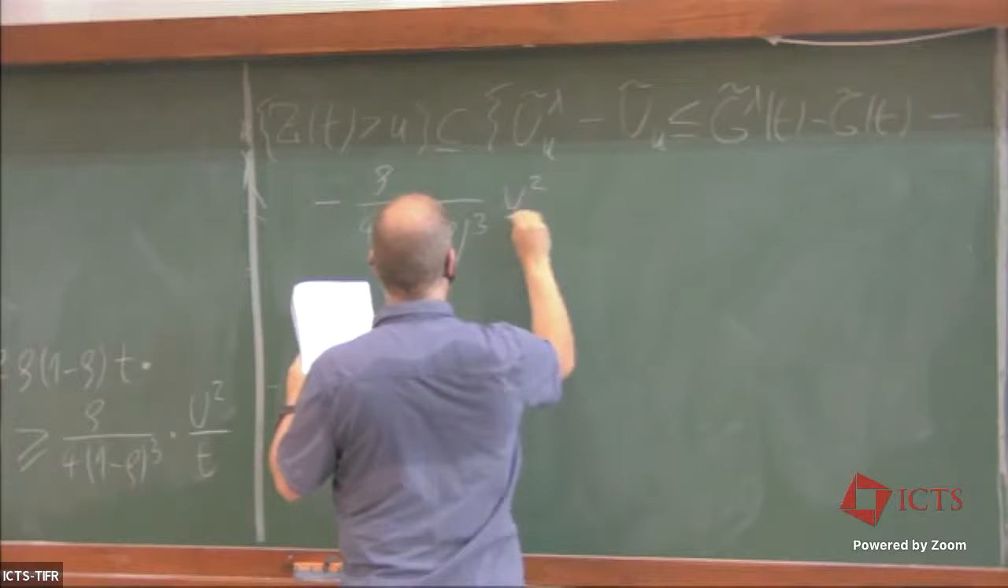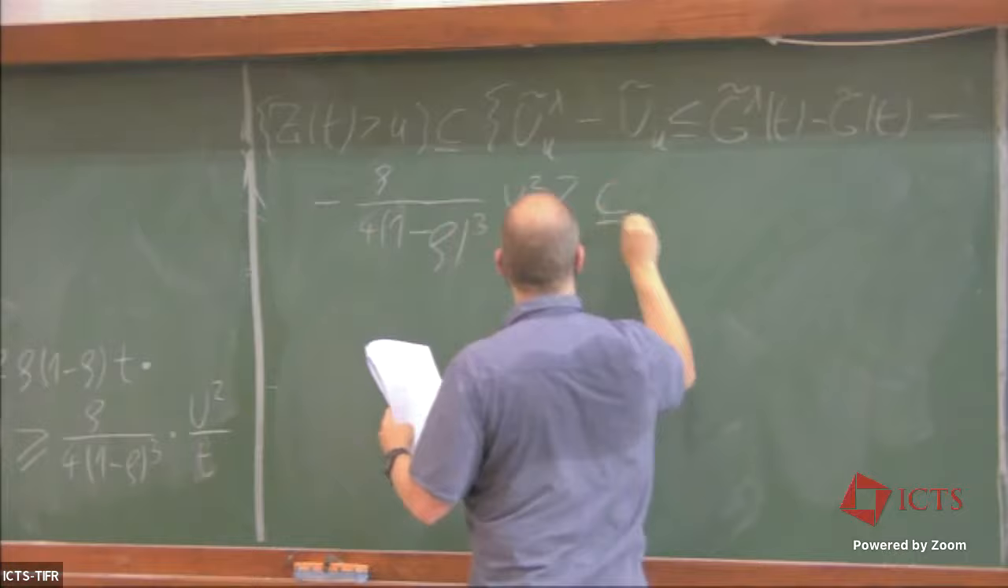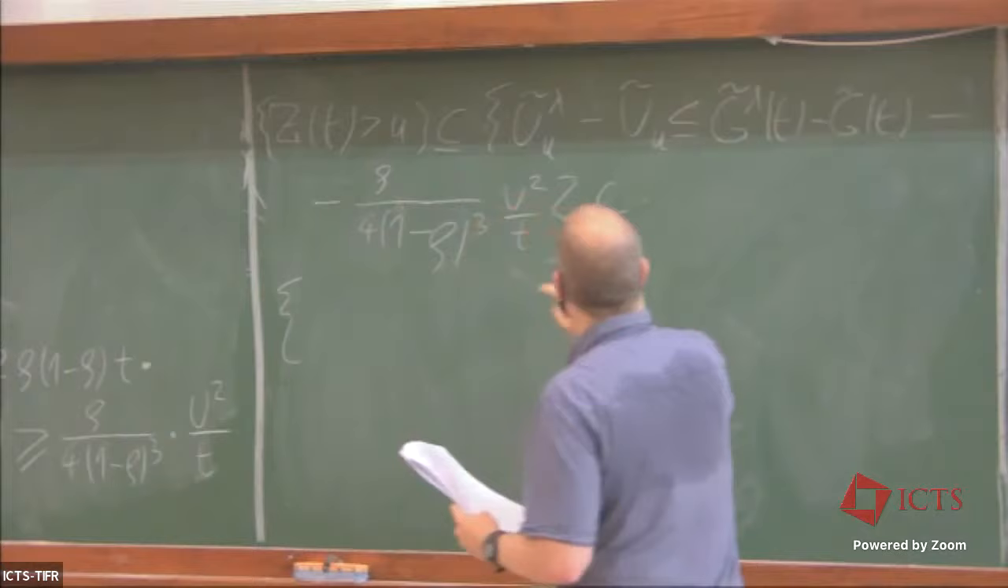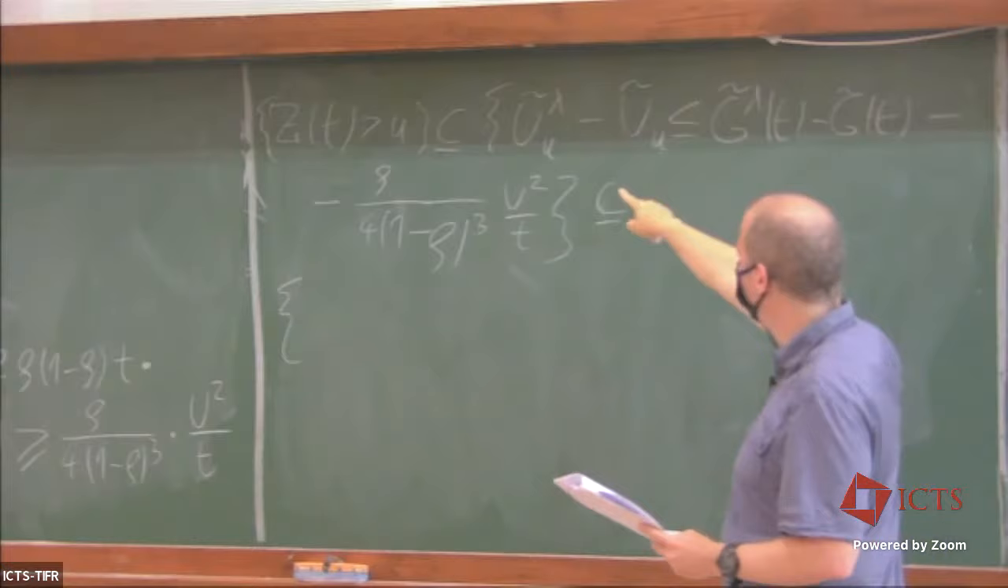So just plugging in that expectation over there. And now I'm going to split this into two bits, the union bound. This is smaller than or equal to... there are two choices. Either ũ minus its mean is small enough, or if not, then g̃ minus its mean is large enough. So either the u's are small or the g's are large.